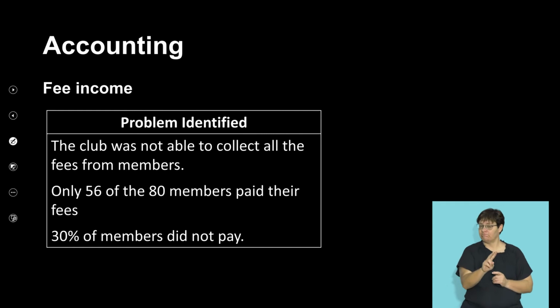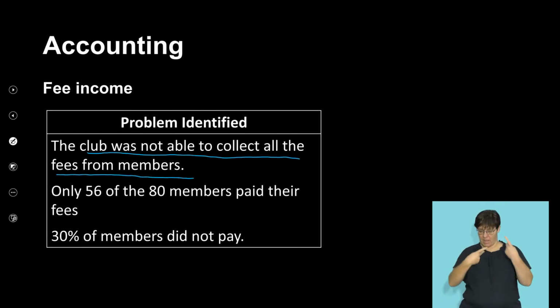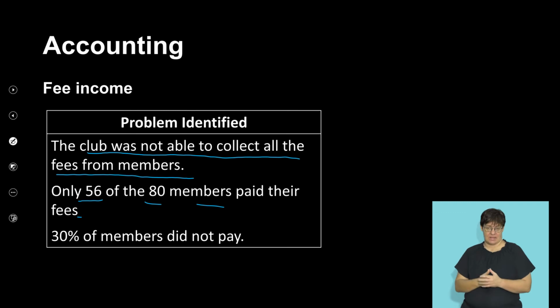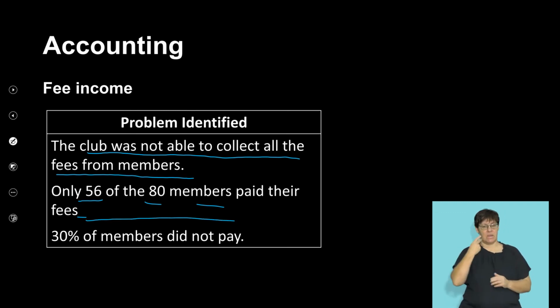So clearly you can see with regards to the fee income, the club was not able to collect all the fees from its members, right? Only 56 of the 80 members paid their fees, right? 30% of members did not pay their fees. Clearly you can see that.